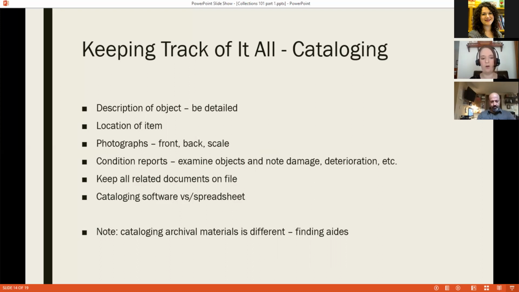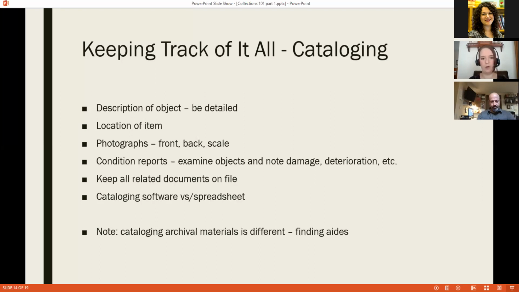Condition reports are something that I think are incredibly helpful. So you look at the item and you note, is there paint chipping? Are there pieces falling off? Is it broken? Is it deteriorating in any way? And you make a note of this and you describe what you think is happening to this item in detail so that you can monitor it over time and see, okay, it's getting worse or it's stable, because that can help you determine the longevity of the item.